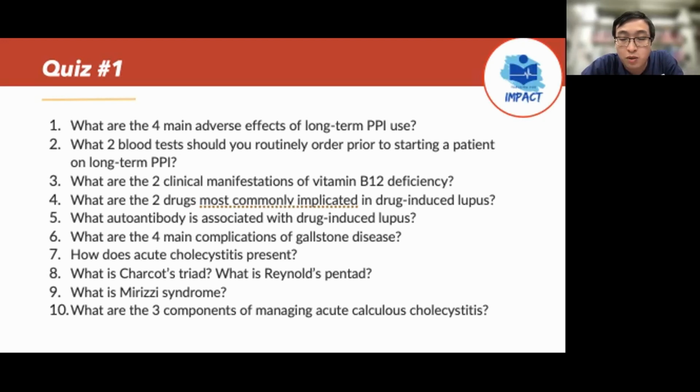2 blood tests you should therefore order routinely: a vitamin B12 level and also a magnesium level prior to starting patients on long-term PPI. 2 clinical manifestations of vitamin B12 deficiency: peripheral neuropathy and also megaloblastic anemia. 2 drugs most commonly implicated in drug-induced lupus. Do people remember?